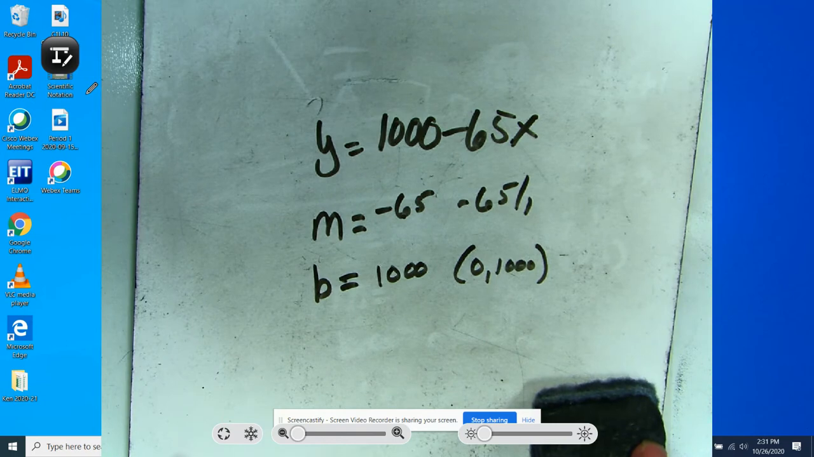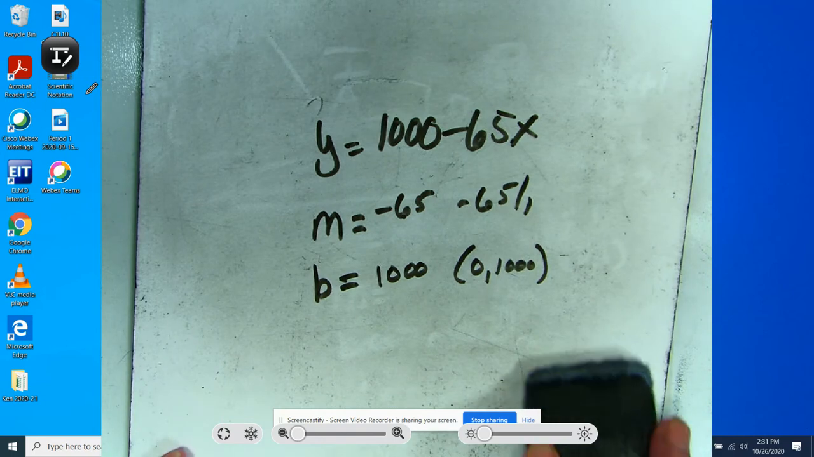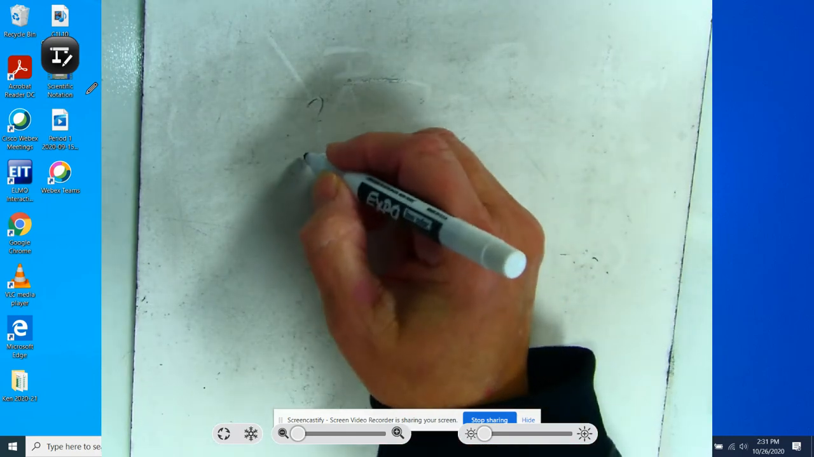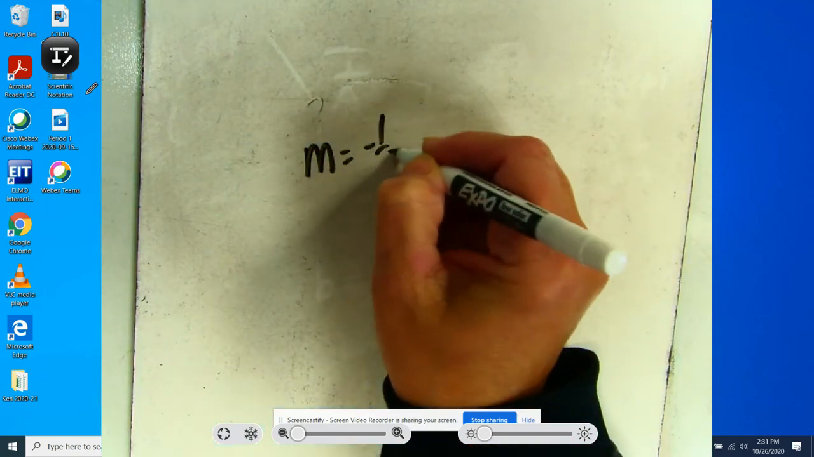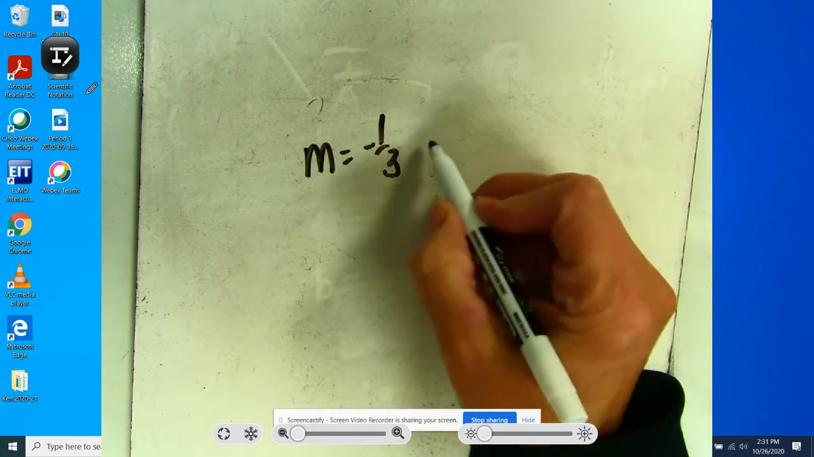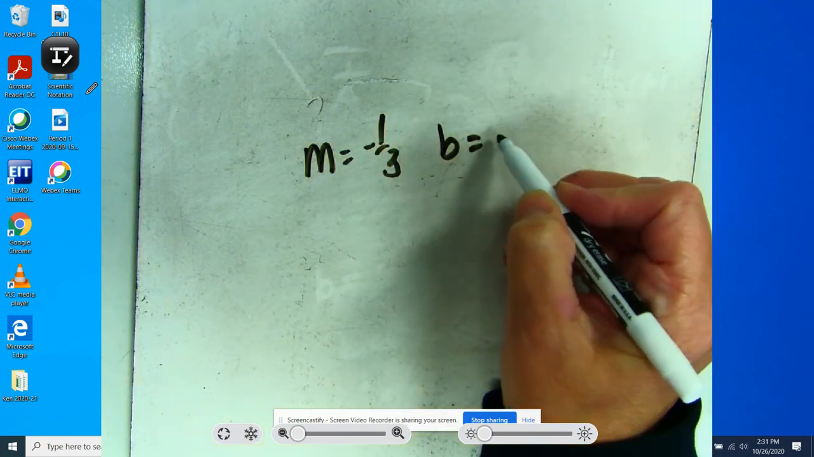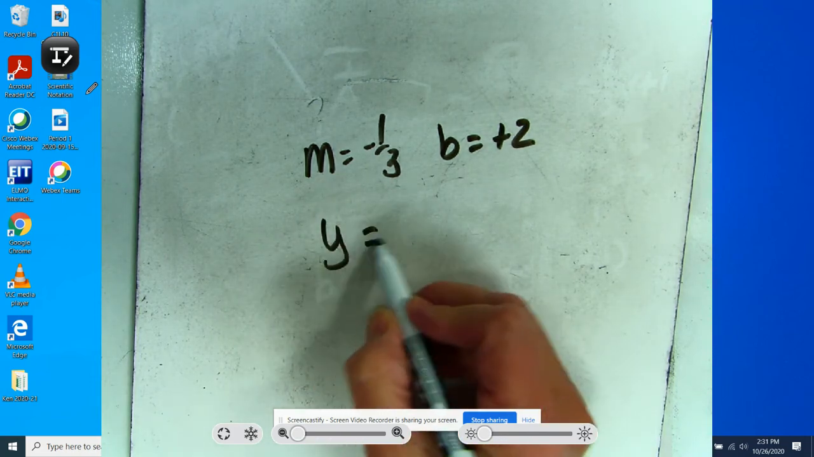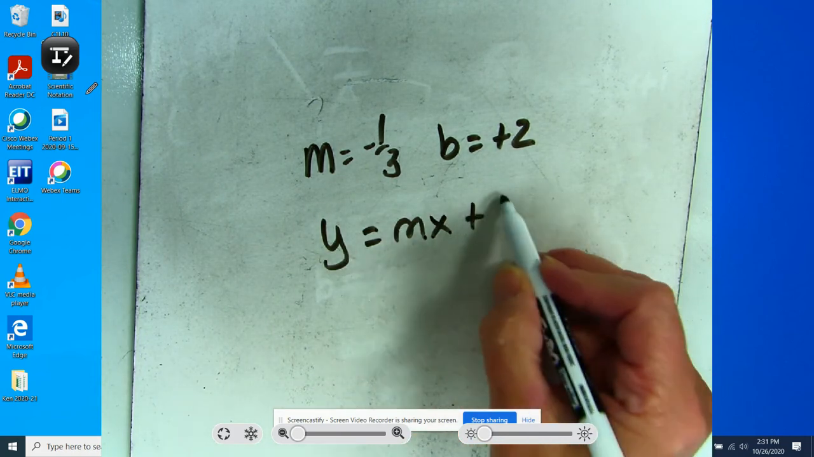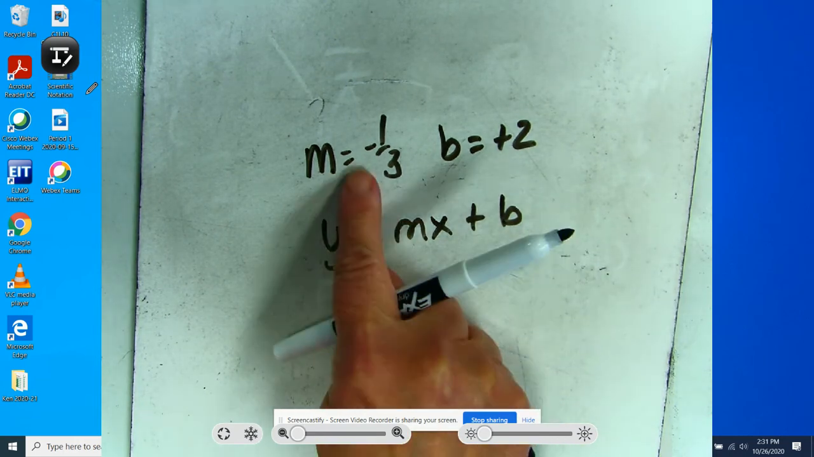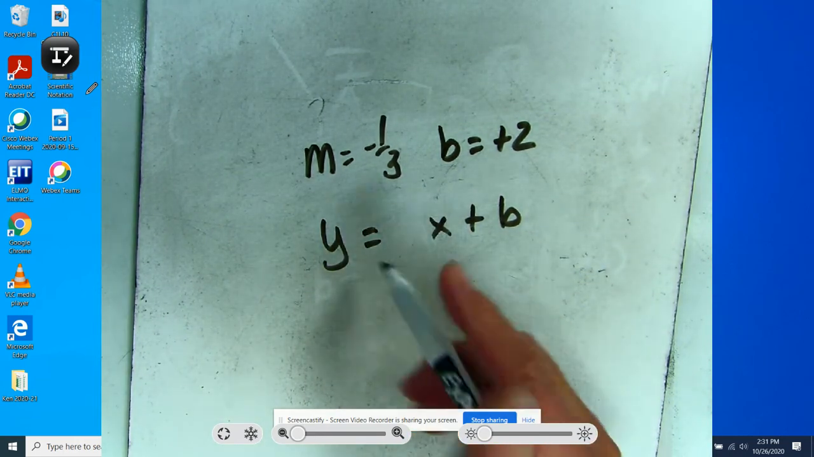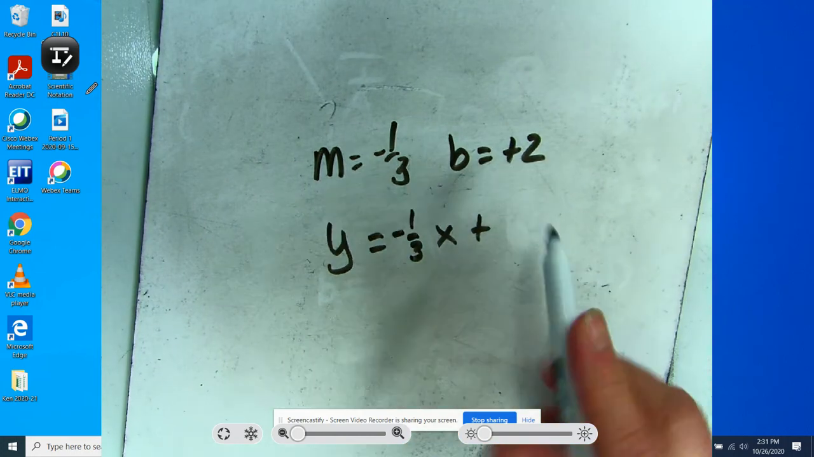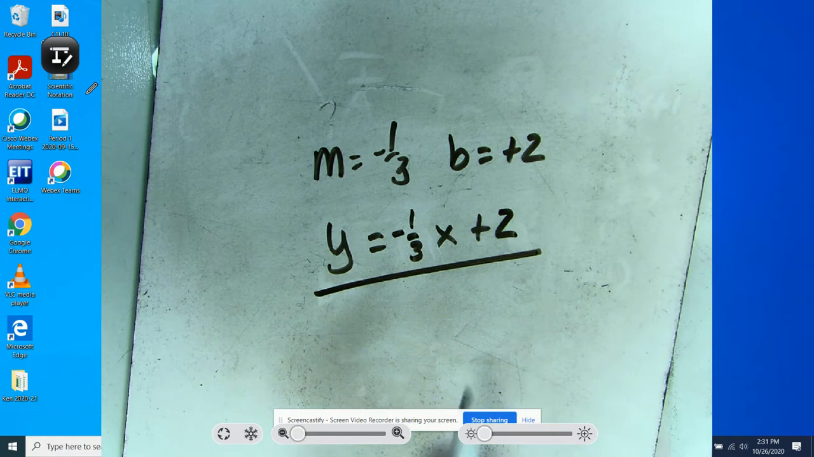Sometimes you're going to be asked to take information about the slope and the intercept and write the equation. So if I told you that m is -1/3 and that b is, say, +2, then you would go y equals mx plus b. M is -1/3, so we erase the letter and put -1/3. B equals 2, so we'll erase that and put 2, and now I have the equation.